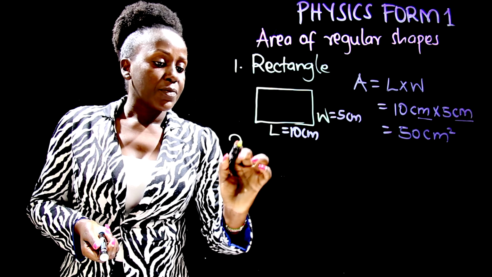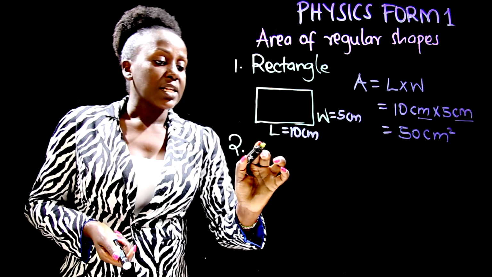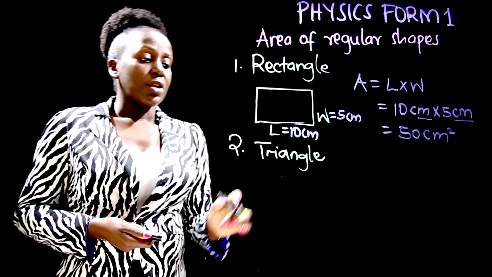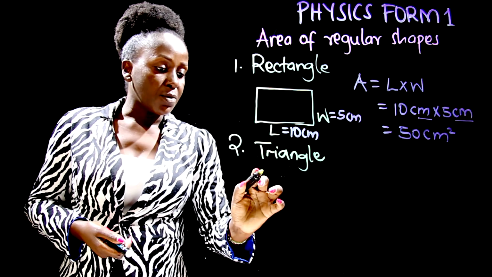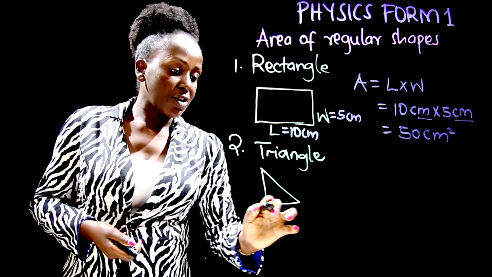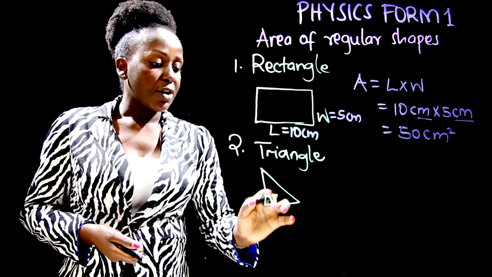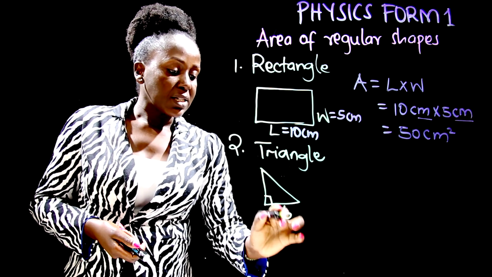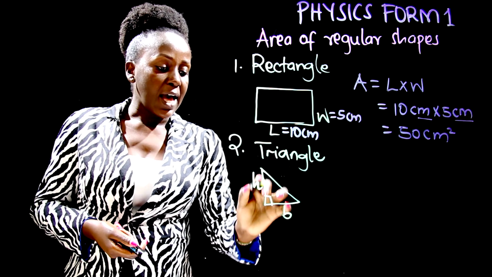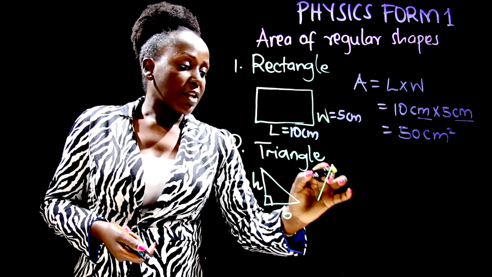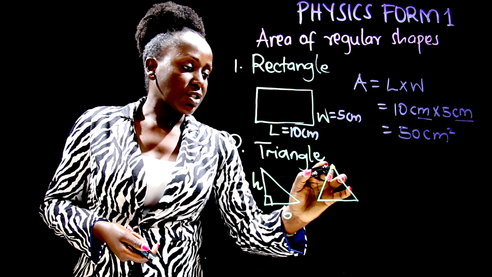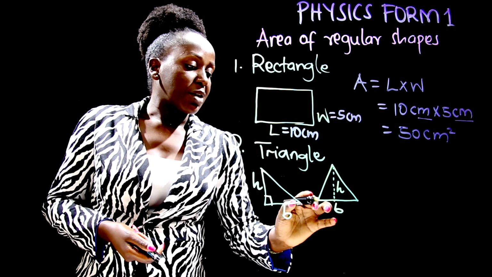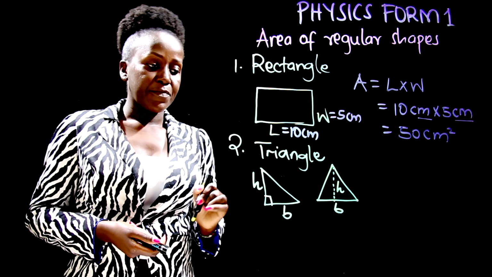Now, another regular shape is a triangle. A triangle can have different forms. We have different types of triangles. This is a right angle triangle because here we have angle 90. So the bottom part is the base and the top part is the height. You can also have another triangle that is maybe an isosceles triangle. So here we have the height and here we have the base, all the way from here to here.